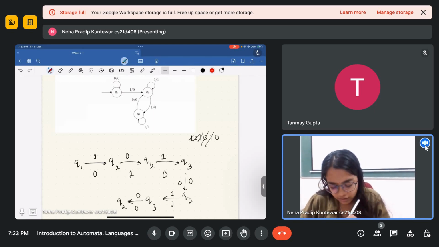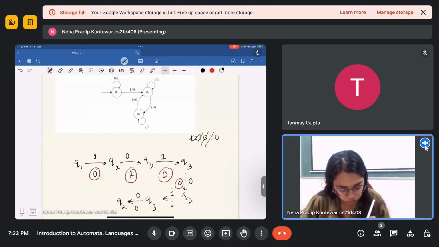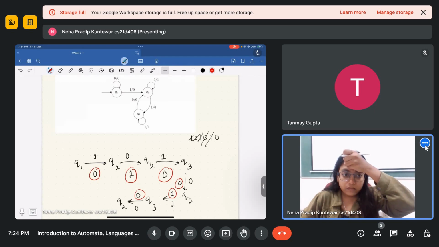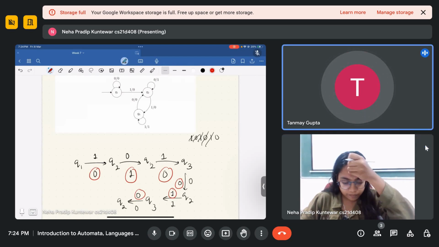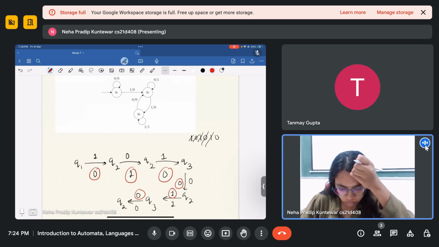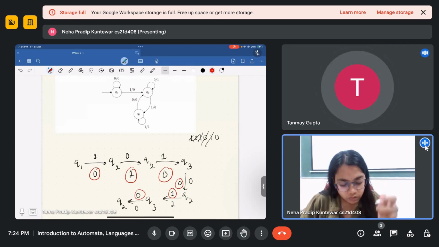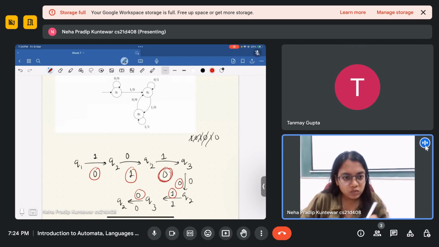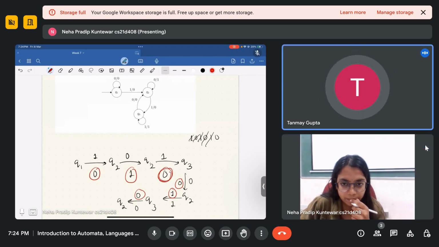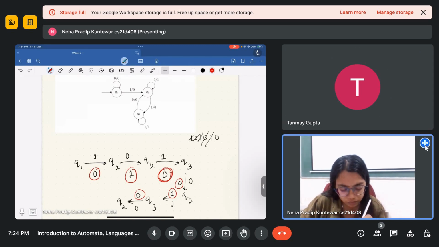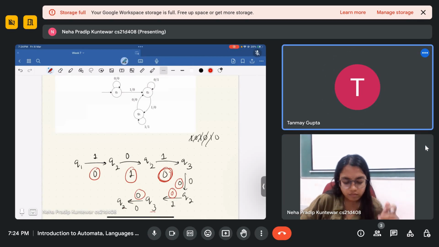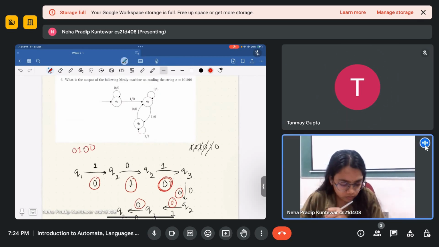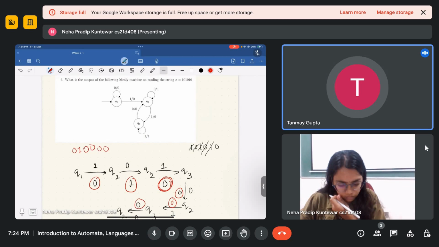So the string that I had is 0101010. From Q2 to Q3, it will be 0, no? Yeah, so from Q2 to Q3, this is 0. The output is the one below. Oh, right, okay, thank you. So the answer is 0, 1, and then 4 zeros.